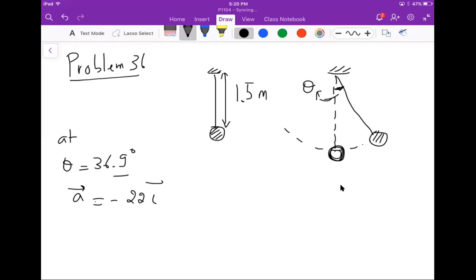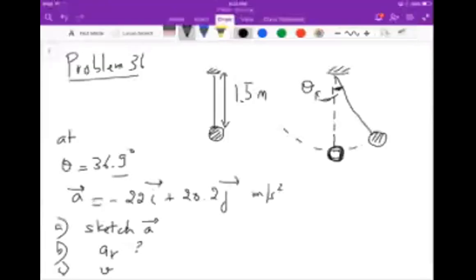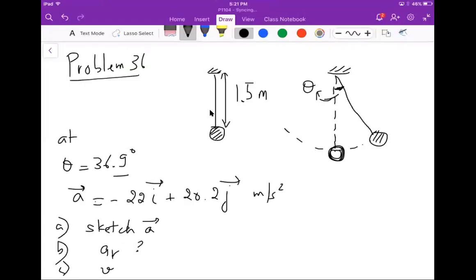Okay, so in part A, we have to sketch the diagram showing the components. So we have to sketch A on the figure. In part B, we have to determine the magnitude of its radial acceleration. So what is AR? And in part C, we have to determine the speed and the velocity of the ball. So that means what is the value of the instantaneous velocity and what is the direction of the instantaneous velocity. That's what they mean by the speed and the velocity.